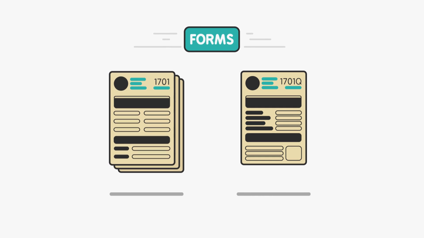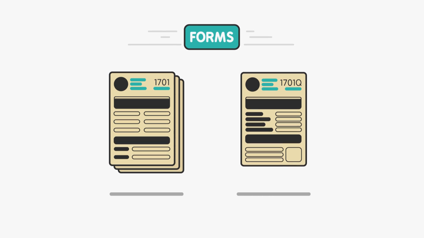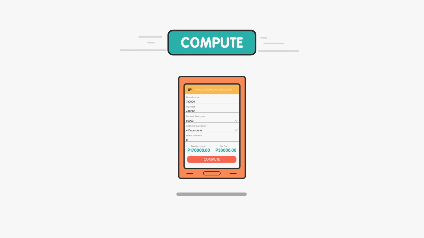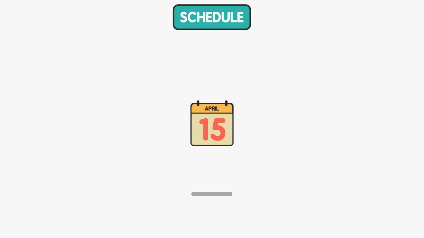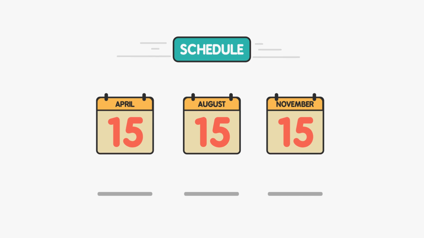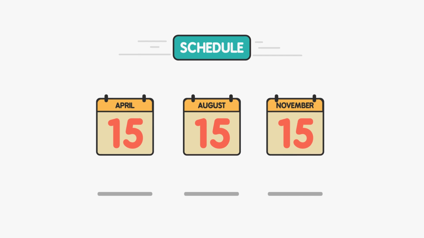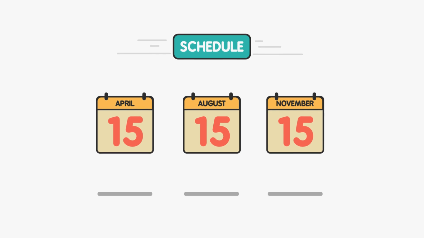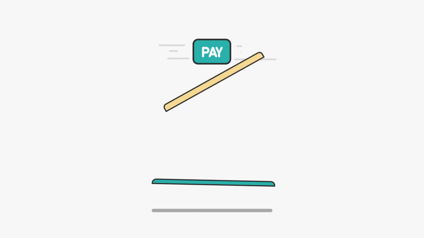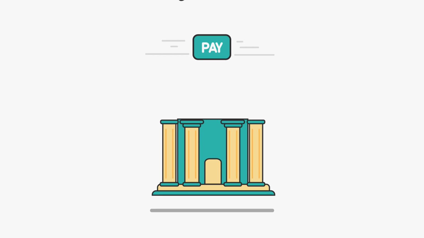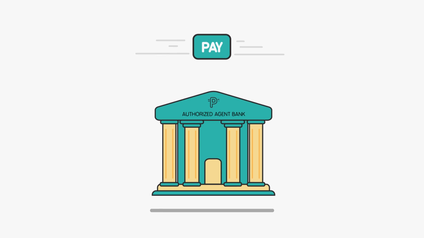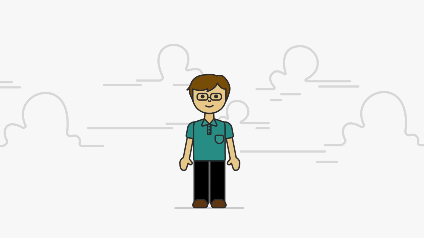To wrap up, don't forget these steps. Step 1. Familiarize and understand the purpose of forms needed for your income tax. Step 2. Compute your income tax through the ThumbTax mobile app. Step 3. Keep track of the schedules on filing your income tax. Remember, April 15, August 15, and November 15. Step 4. Head out to your nearest AAB to pay your taxes and receive a stamped copy of your validated form after payment. See? No sweat.